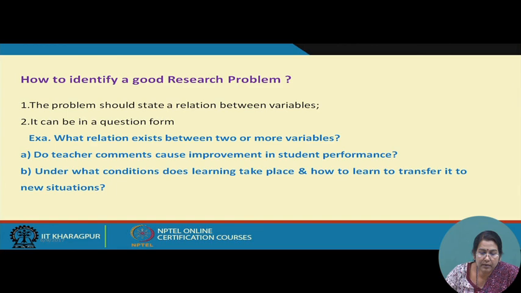While identifying the research problem, we can formulate it as a research objective or purpose, or we can also form research questions. So, it can be in a statement way like a research objective, or it can be in a question format. For example, what relation exists between 2 or more variables? In that format, we put the same research goal or objective in terms of a question.